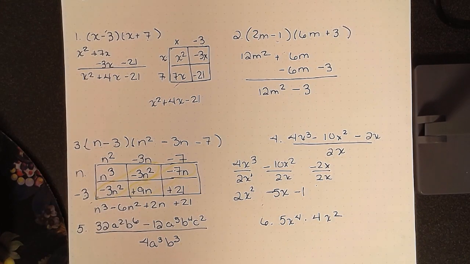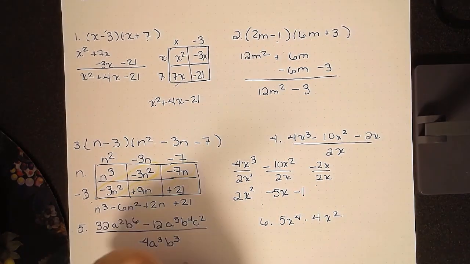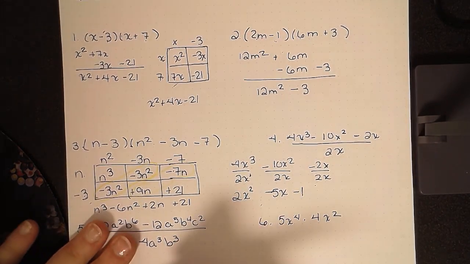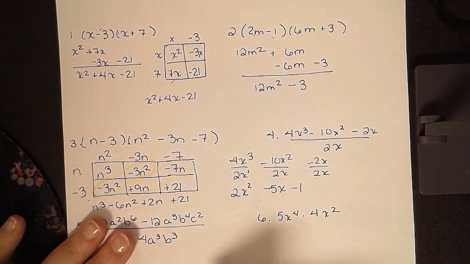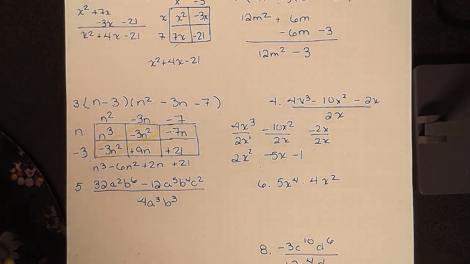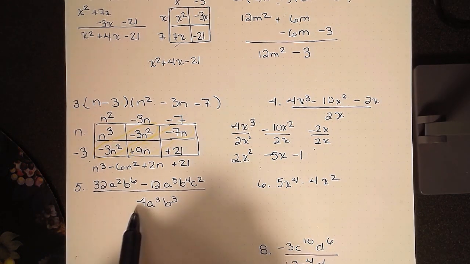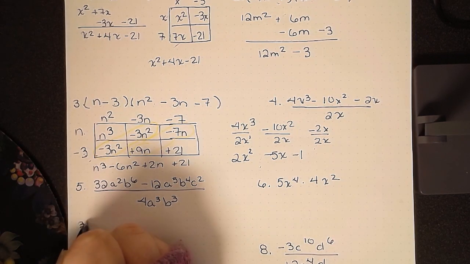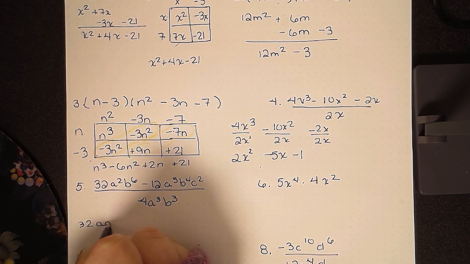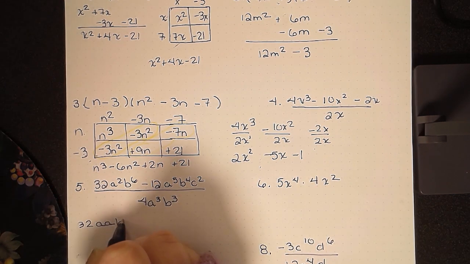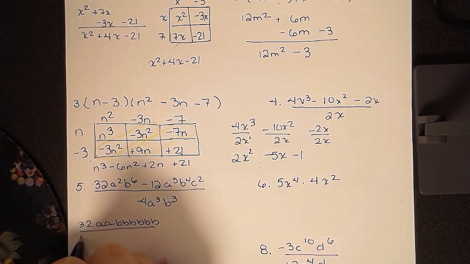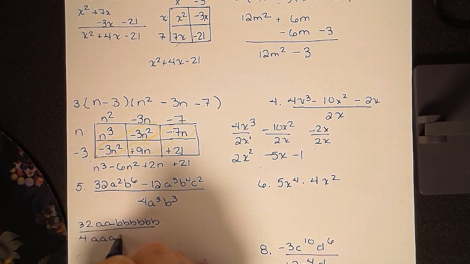All right, so for number 5 right here, this one is pretty involved. So I think the easiest way to do this is to go ahead and expand each one of these out. Okay, so I'm going to do 32 a squared. So I have 2 a's and 6 b's, 1, 2, 3, 4, 5, 6, divided by 4 and 3 a's and 3 b's.